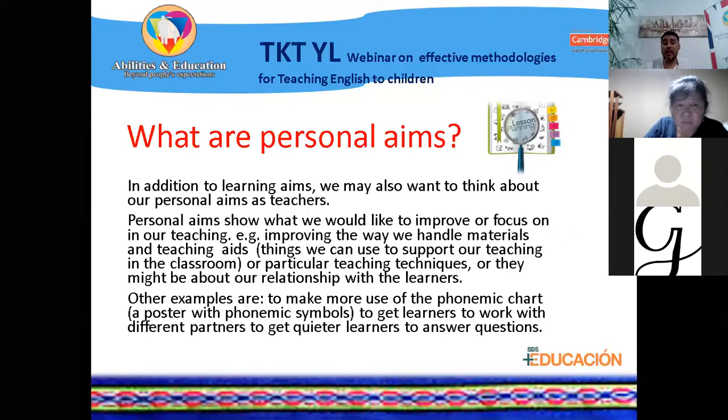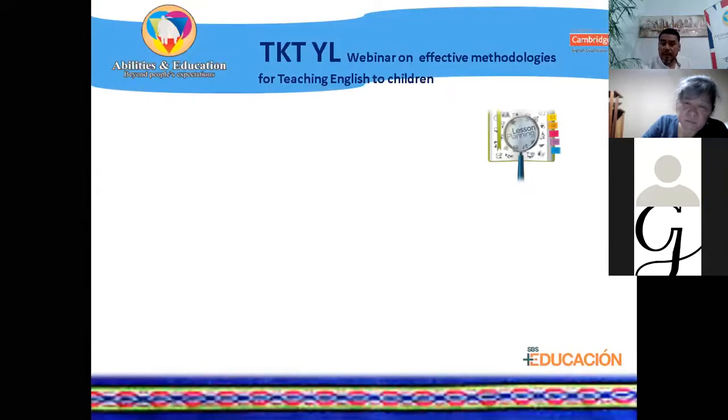And it is important that we set personal aims in our planning. Other examples of personal aims are to make more use of the phonemic chart, or to get learners to work with different partners, to get quieter learners to answer questions. They are really, really important, right? So I hope you can include this from today on in your planning. When you plan a lesson, don't forget that you can also include personal aims. What do you want to achieve as a teacher in the following 2 weeks, in the following bimester?